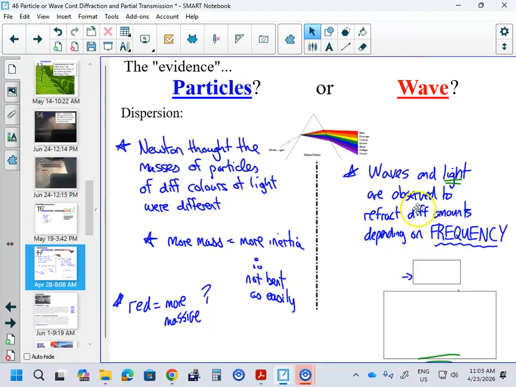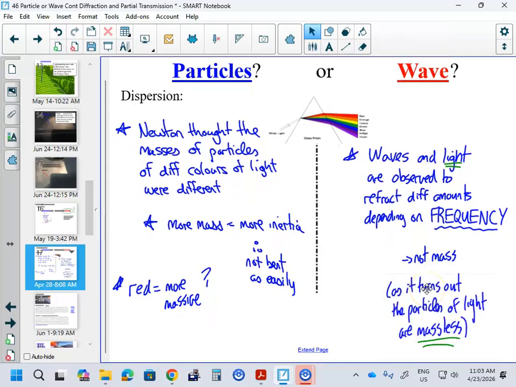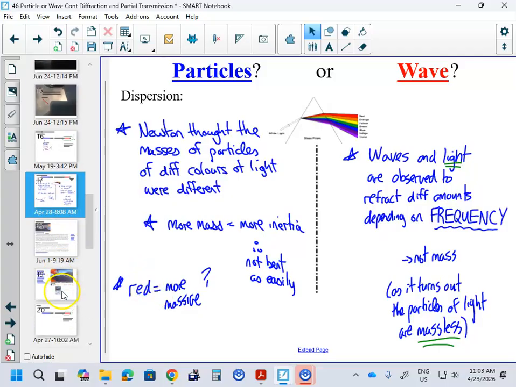And then with waves, refraction is observed to depend on different frequencies, which you saw in a previous lesson. Frequencies and wavelength are different colors, right? So it's not because of mass. It turns out that particles of light are, of course, massless, right?